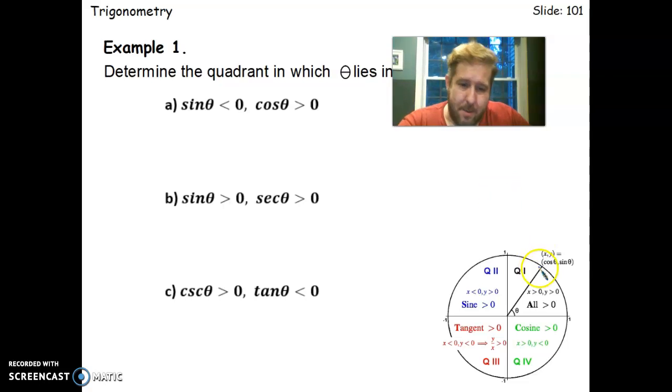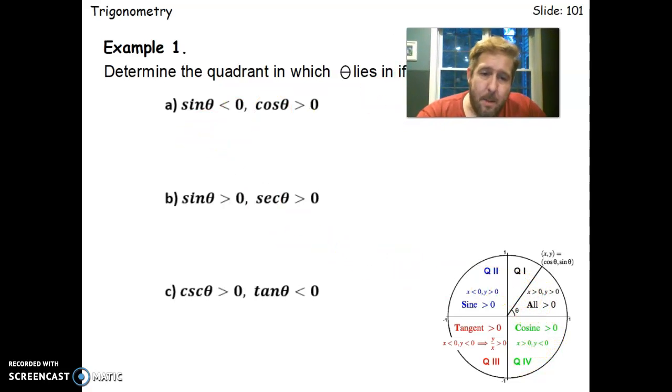So the easy way to remember it is "All Students Take Calculus." All 3 signs are positive in the first quadrant. Only sine's positive in the second because it's on top. Tangent's the only one positive in the third because it's sine divided by cosine, and negative divided by negative is a positive, so that's the reason why tangent's positive there. And then cosine's the only one that's positive in the fourth quadrant.